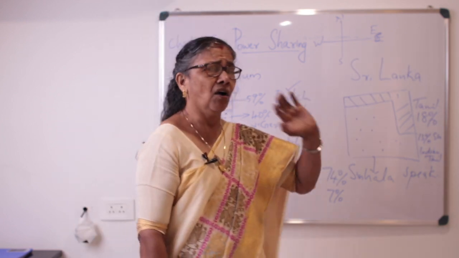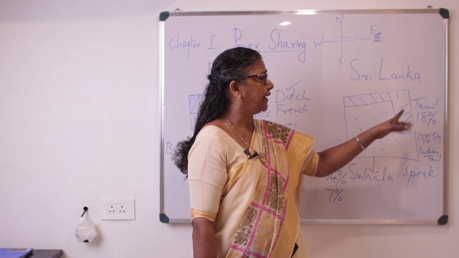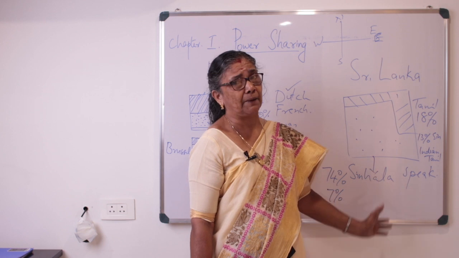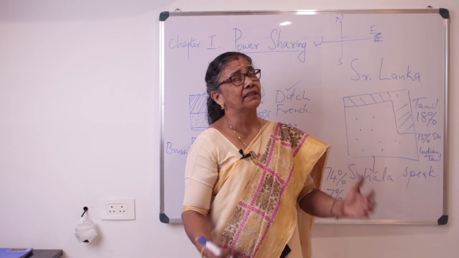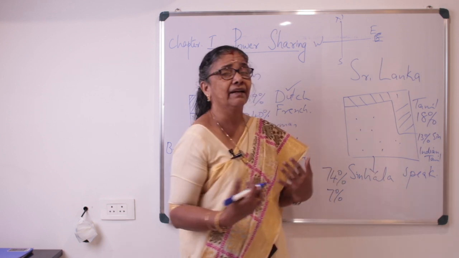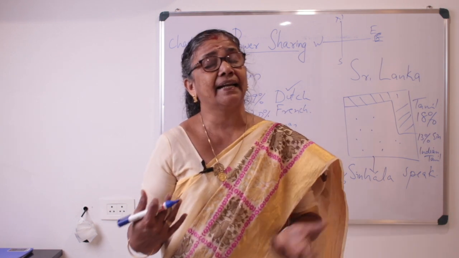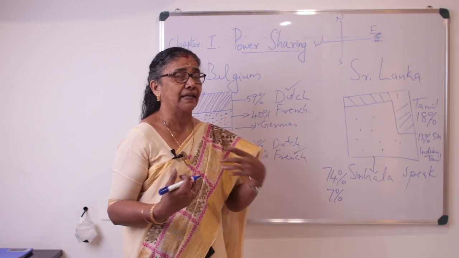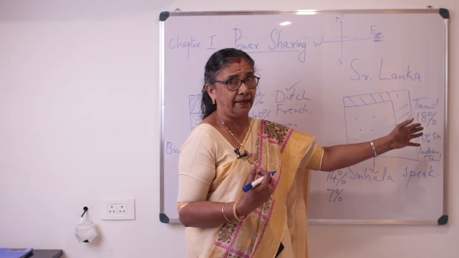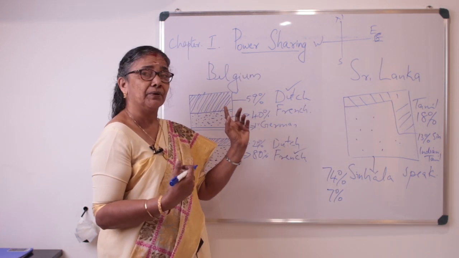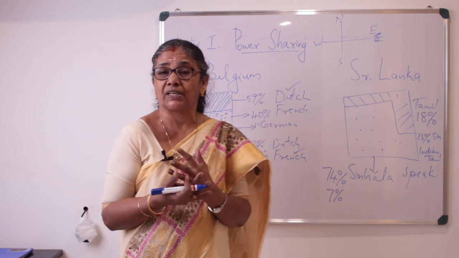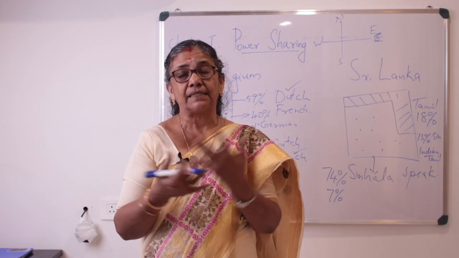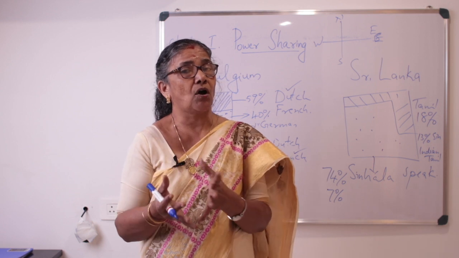Here we can always see the fight between Tamil people and Sinhala people. This was going on and they were demanding Tamil Eelam, that is, a separate state. This conflict still exists there now. But in Belgium, they made a solution to this conflict. They were able to solve it.